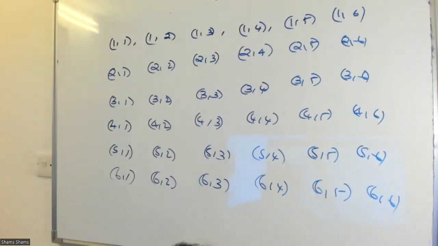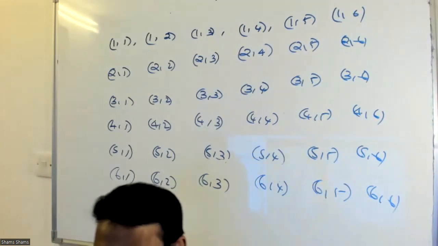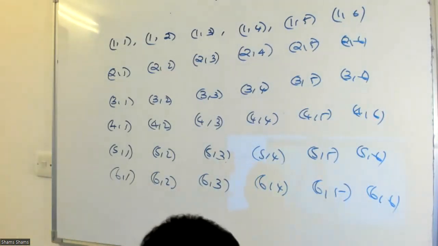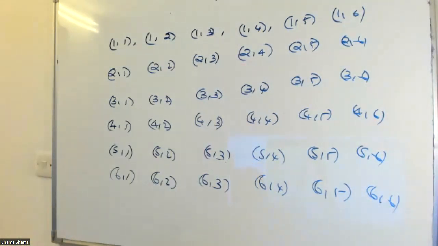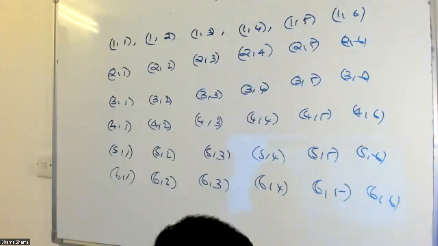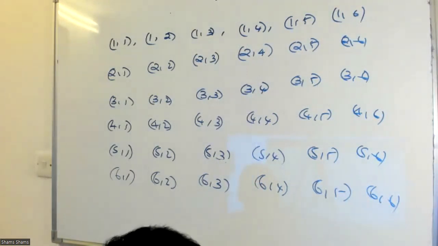How many red cards? 28. How many... 26 red cards. How many kings? Four kings. How many queens? Four. That means this 52 cards are divided into 4 suits.